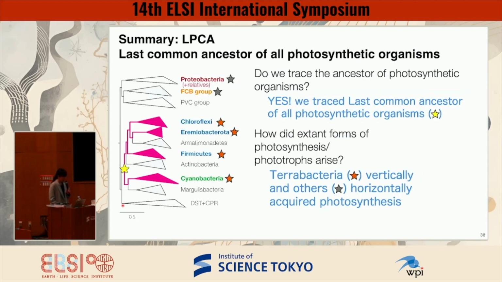Let me summarize our first two questions. Can we trace the ancestor of photosynthetic organisms? The answer is yes. We traced the last common ancestor of all photosynthetic organisms, shown by the yellow star. And how did extant forms of photosynthesis or phototrophs arise? We found Terrabacteria vertically and others horizontally acquired photosynthesis. Next question is, when did they evolve?